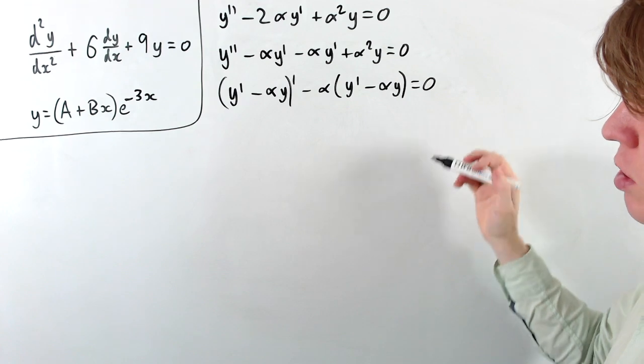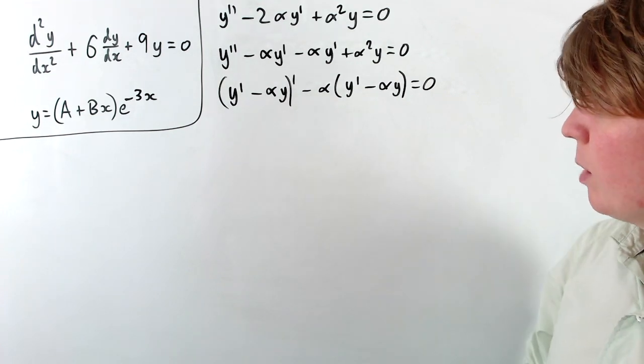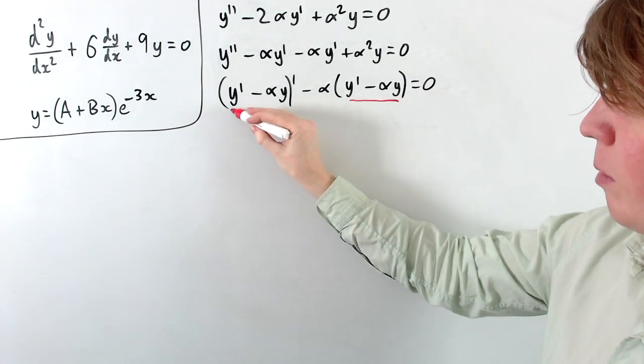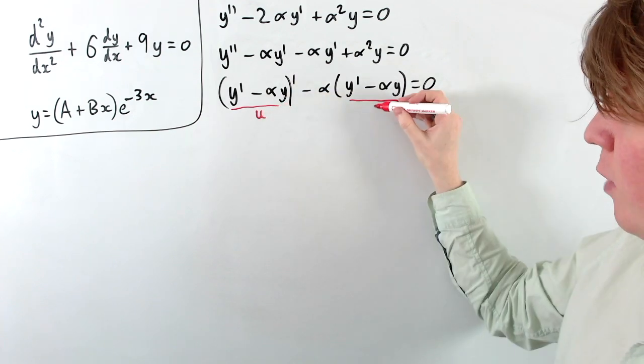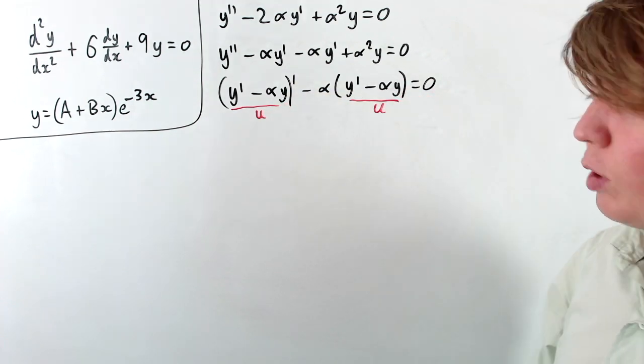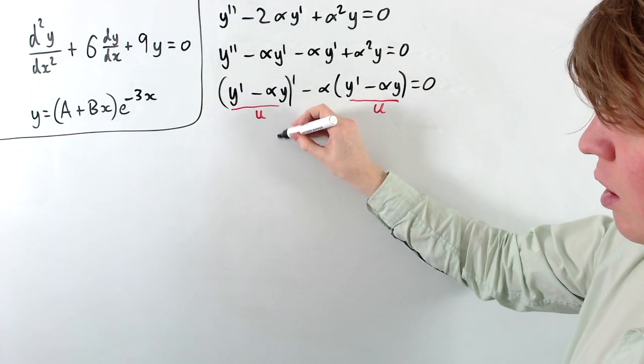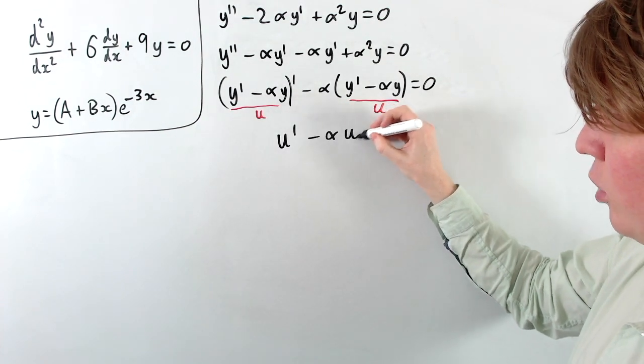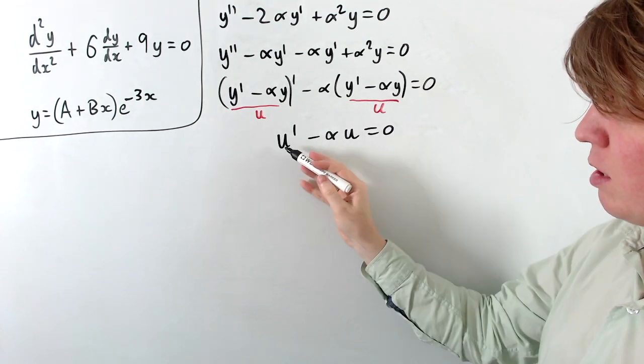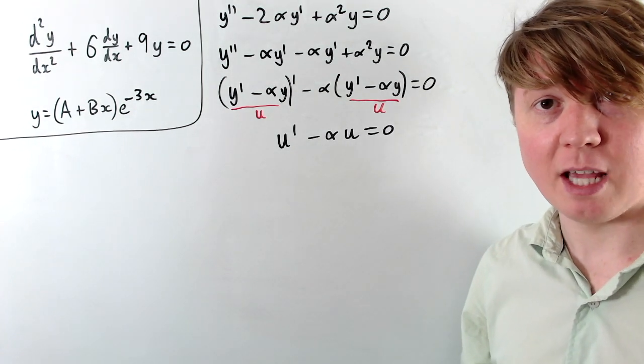This is all still equal to 0. So just like before, we've got this y prime minus alpha y in both of the sets of brackets. So if you just define this as u is y prime minus alpha y, then we've transformed our differential equation into the nice u prime minus alpha u equals 0, where this is differentiation with respect to x still.